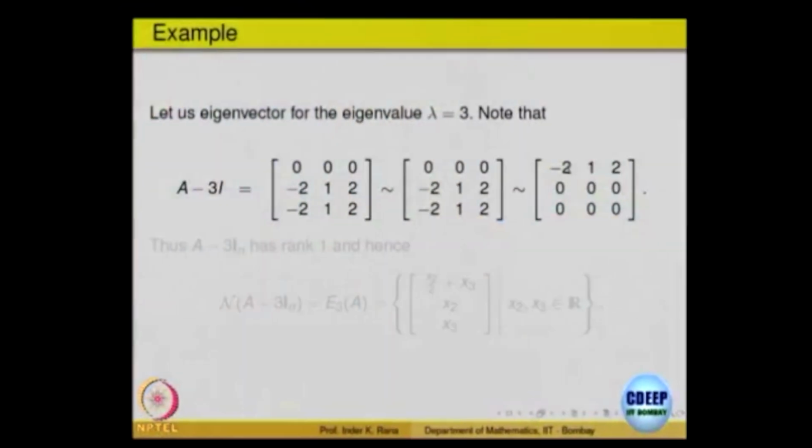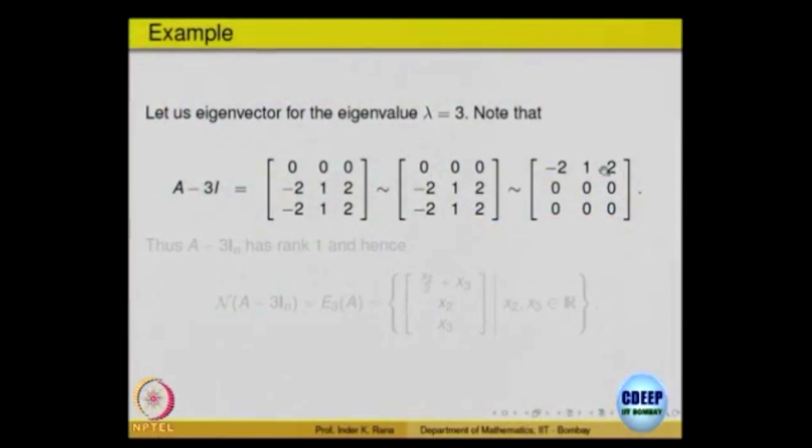That means we should be able to find 2 linearly independent eigenvectors for this eigenvalue lambda equal to 3, because the reduced row echelon form says its nullity is 2, right? So how do you find that? What is the process of finding all linearly independent solutions for the null space? What is the pivotal variable? x1. x2 and x3 will get arbitrary values.